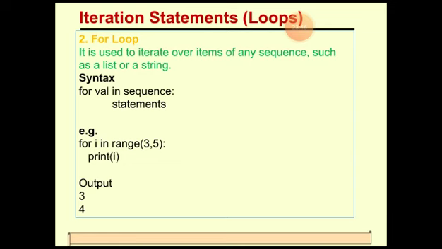So the syntax is: for val in sequence. Here val is the variable which will iterate through the sequence. Iterate means it will hold the values of the sequence one by one. Then we specify a colon, and the statements in the body are given with a space of 4 for indentation purposes, for showing that it is a block of code for the for loop.